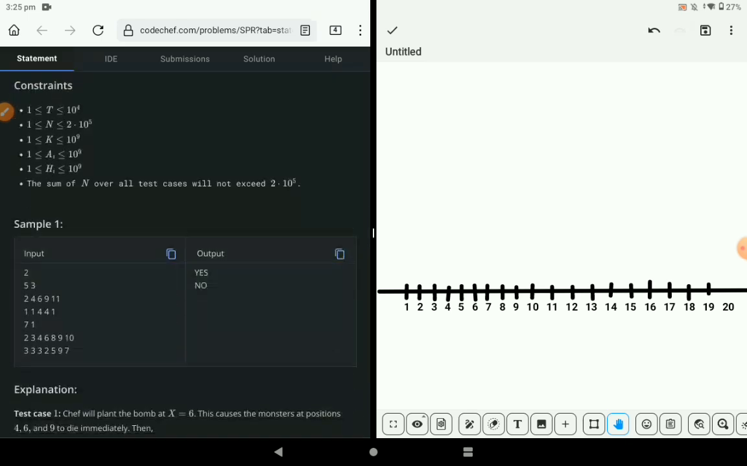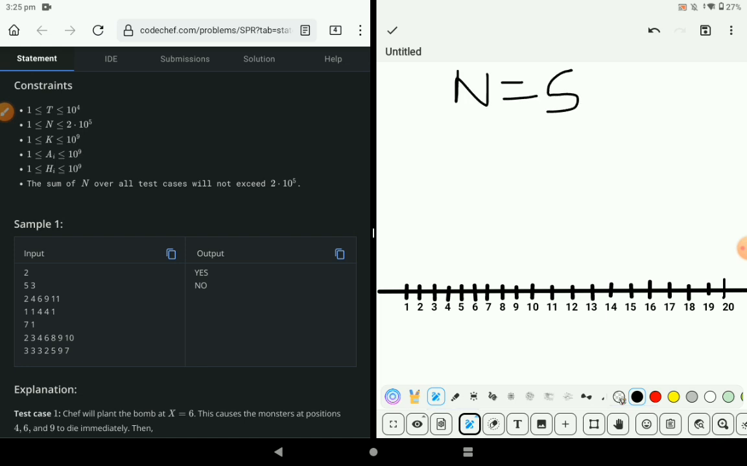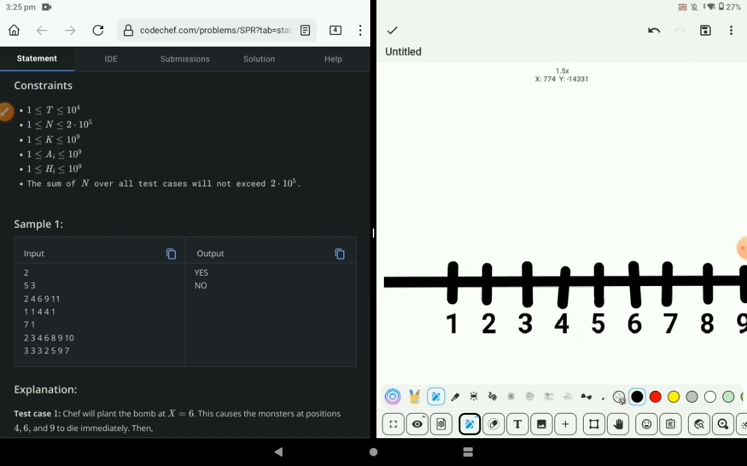Okay, let's take the first test case. n is equal to 5, which means we have been given 5 positions and 5 healths, so there are 5 monsters and their health is given accordingly, and k equals 3. K is the distance till which the bomb can be used, meaning 2k. The bomb is effective till 6 positions. Is that clear? Okay, so let's understand.